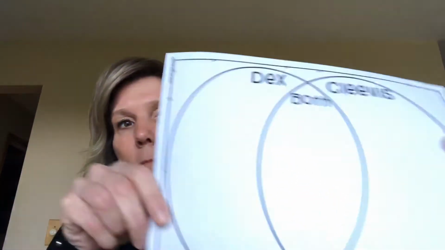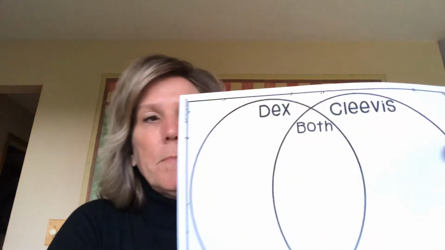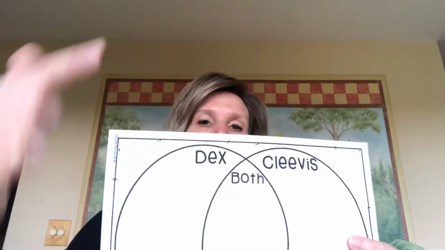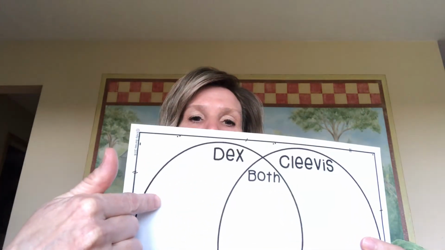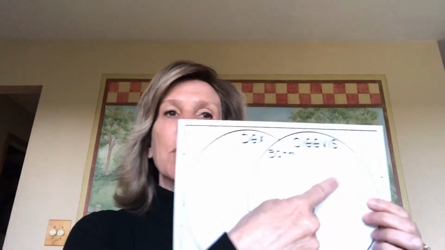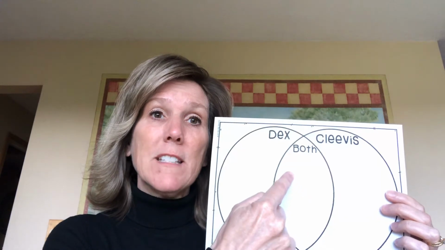Monday and Tuesday, you worked on the vocabulary. Yesterday, you did the trifold. Today, on Thursday, we're going to look at the Venn diagram. We are working on comparing and contrasting. Dex is the dog, Clevis is the cat. You're going to tell me how Dex is different from Clevis here, how Clevis is different from Dex here, and in the middle, remember, is how they are the same.